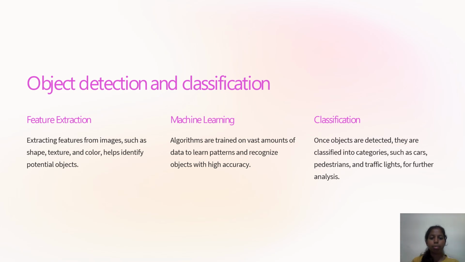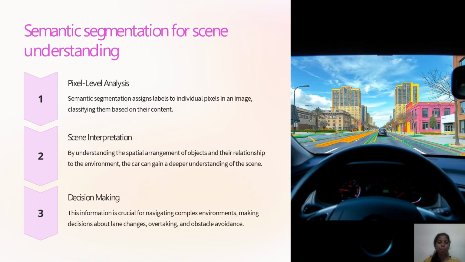And the second one is machine learning. Algorithms are trained on vast amounts of data to learn patterns and recognize objects with high accuracy. And the classification of the objects is done once objects are detected. They are classified into categories such as cars, pedestrians, and traffic lights for further analysis.